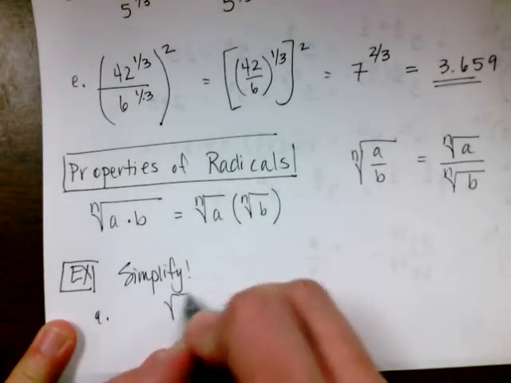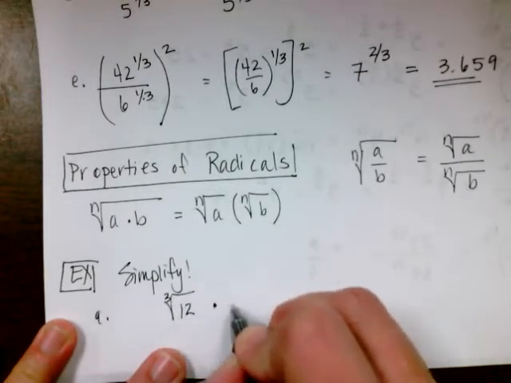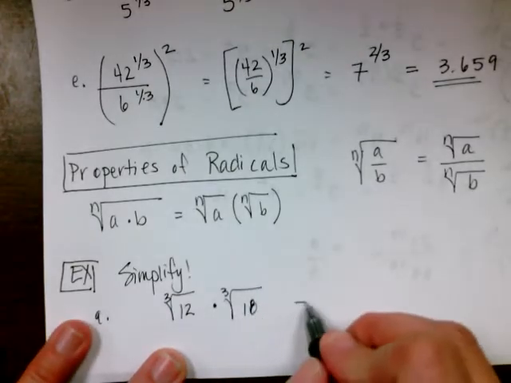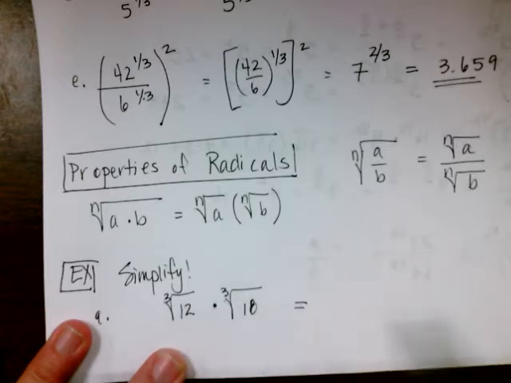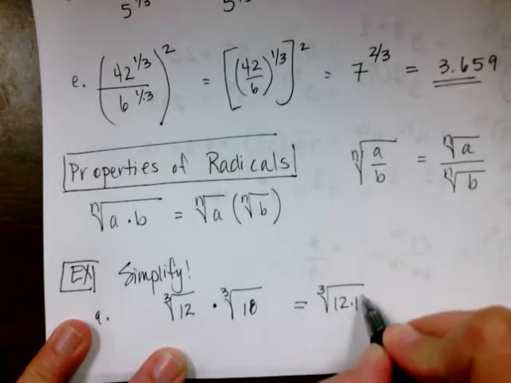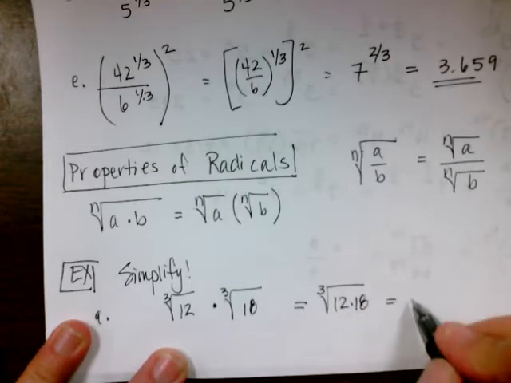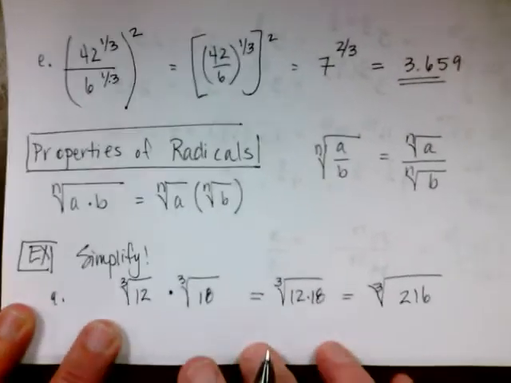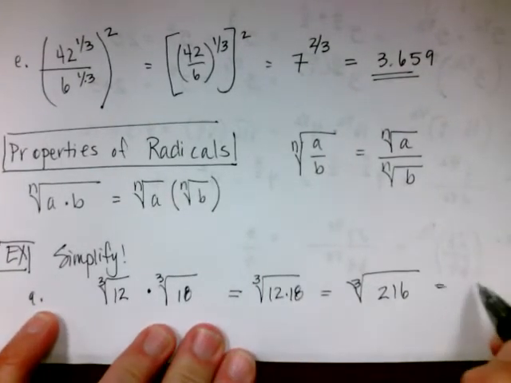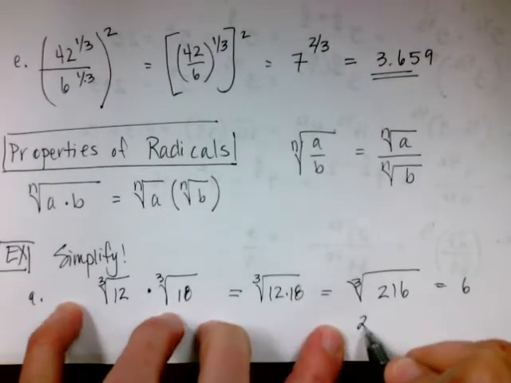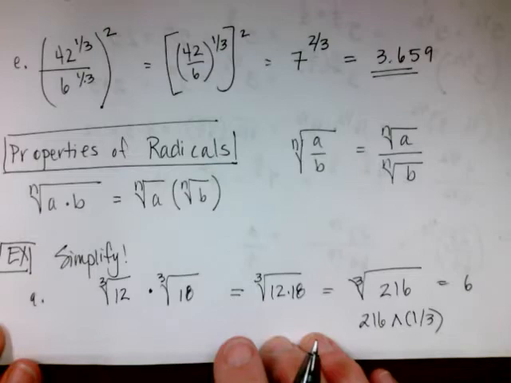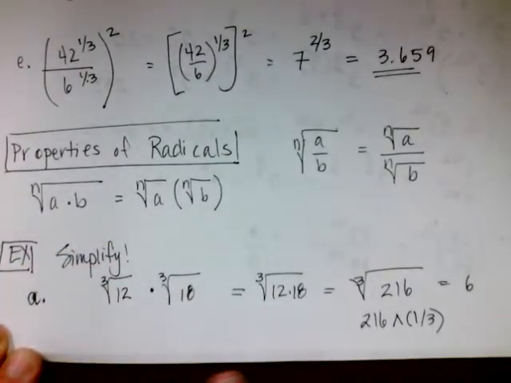I want to simplify the third root of 12 times the third root of 18. I'm going to simplify that because the roots are both the same, so I'm going to multiply, leave the third root, and this is going to be 12 times 18. I can't do that math in my head, but I'm going to do it on my calculator, and I would get that I want the third root of 216, and that's going to be 6. So remember, in my grapher, I would do 216 caret 1 divided by 3, and then I would get a 6. I'm going to change that to an A just so it looks a little bit better.